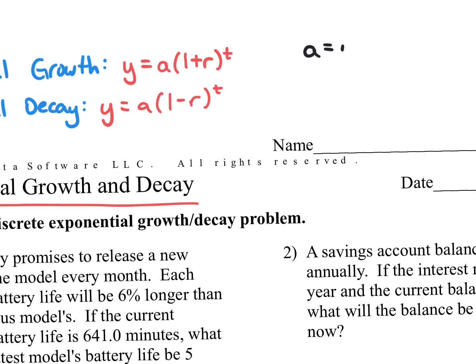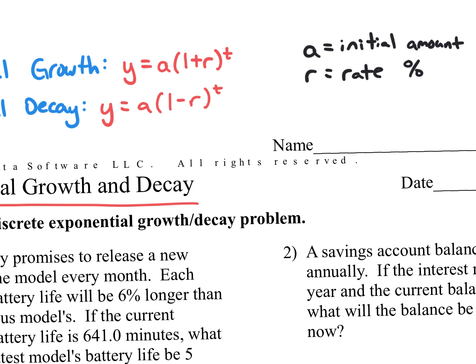What do I mean by initial amount? What does initial amount mean? It's the amount I start with, right? So our initial amount, or A, that's the amount that we start with. Okay? What does R stand for? I'll tell you this. R stands for rate. Rate normally comes in a percentage.